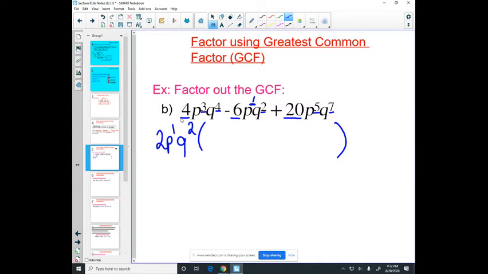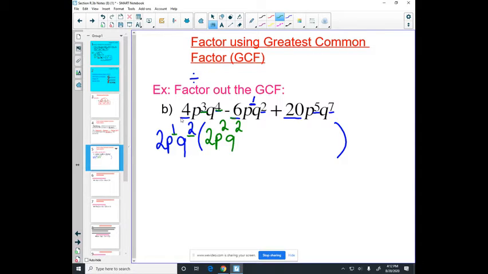And when we factor, we said this means to divide. So that's exactly what I'm going to do. 4 divided by 2 is 2. I had 3 p's, but I pulled 1 out, so I'm left with 2 p's. I had 4 q's, I pulled 2 out, so I'm left with 2 q's. Okay, so factoring is dividing the numbers and then pulling out the variables.